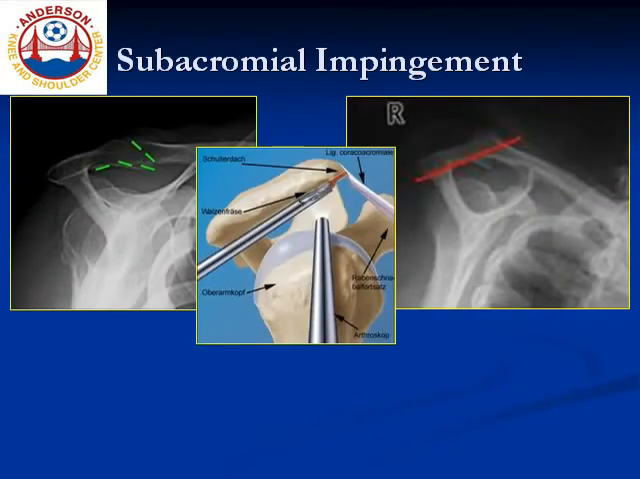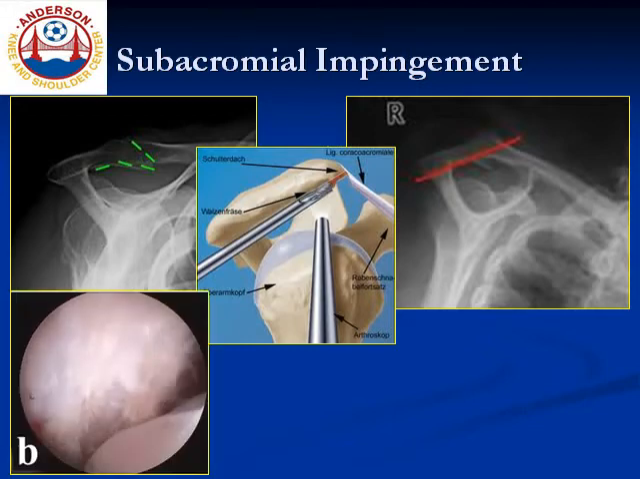If surgery becomes necessary, it is a relatively easy technical exercise to remove that spur arthroscopically. So the first thing that you see arthroscopically is the fraying of the soft tissue on the undersurface of the acromion. That frayed tissue is covering the spur.